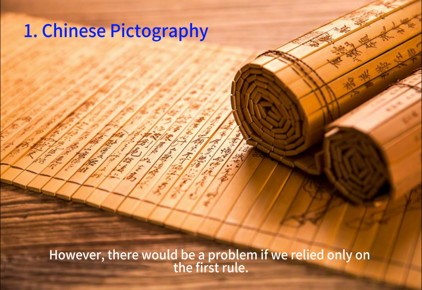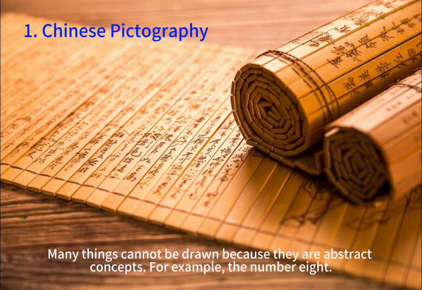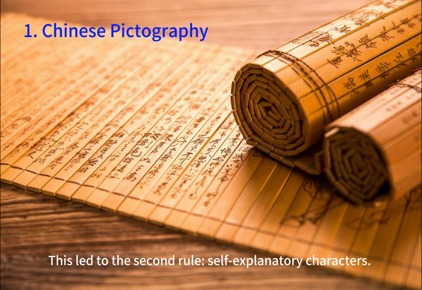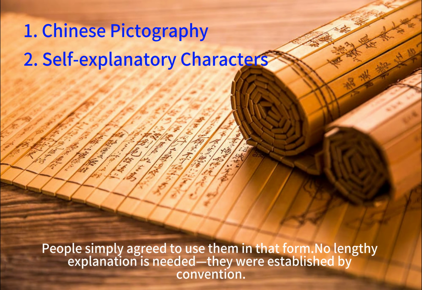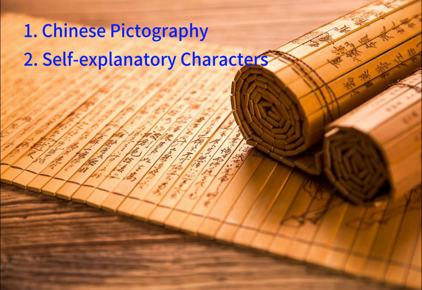However, there would be a problem if we relied only on the first rule. Many things cannot be drawn because they are abstract concepts. For example, the number 8. This led to the second rule, self-explanatory characters. These characters are written in a particular way without any special reason or pictorial origin. People simply agreed to use them in that form. No lengthy explanation is needed. They were established by convention.